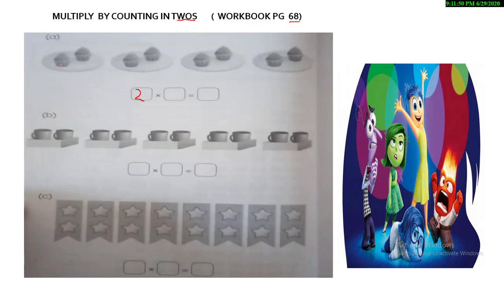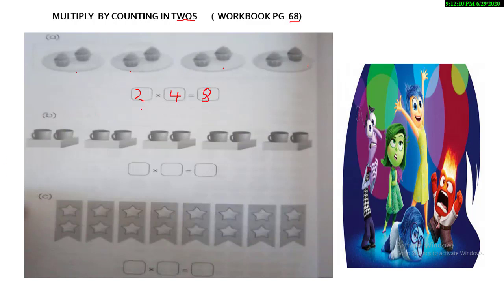And how many groups are there? Let's count the groups: 1, 2, 3, 4. How many groups are there? 4. Now I am not going to count each and every cupcake. I will just quickly mention my answer. 2 4s are 8. Yes.